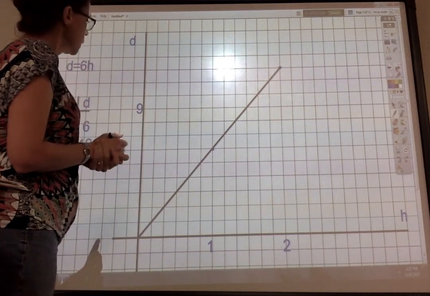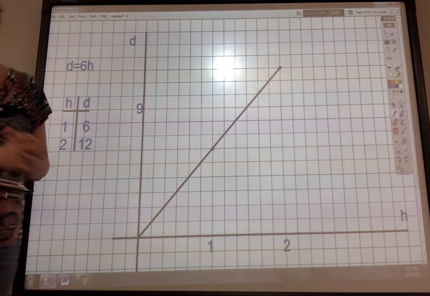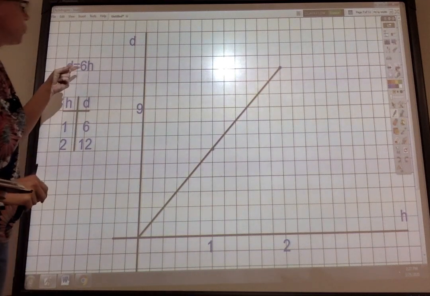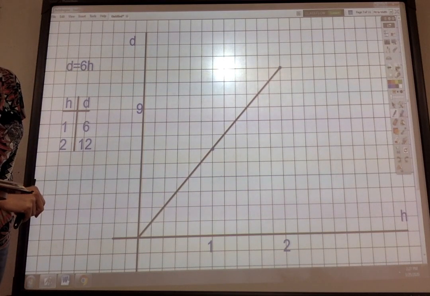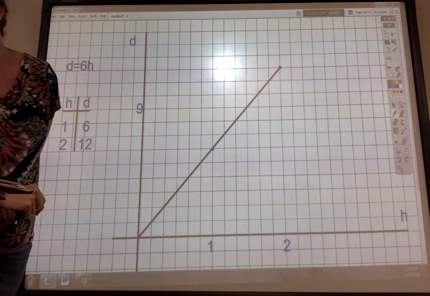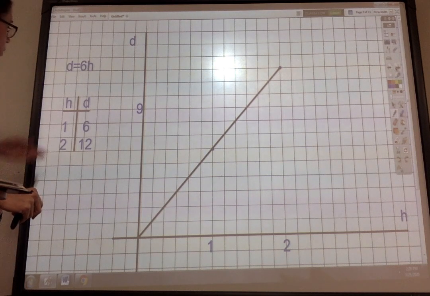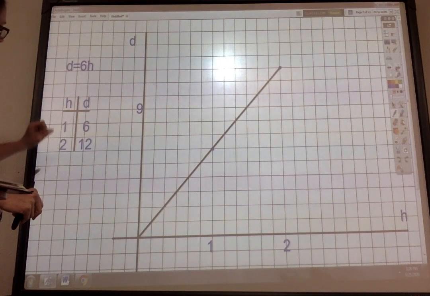Okay, so this is what your graph should look like. Okay, it says, suppose instead of going 3 miles per hour, he was able to walk 6 miles per hour. And he did that for 2 hours. Okay, and then they wanted us to make a table that showed how far he jogged after 1 hour and 2 hours. So after 1 hour, 1 times 6 is 6. He had jogged 6 miles. After 2 hours, he had jogged 12 miles.